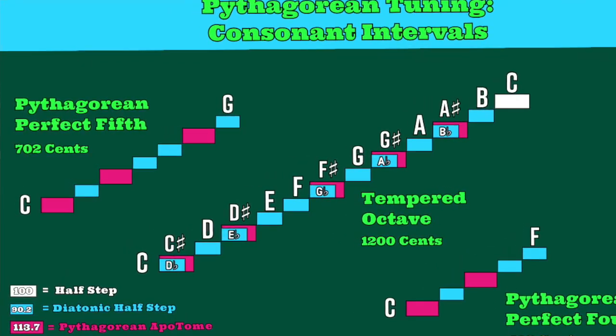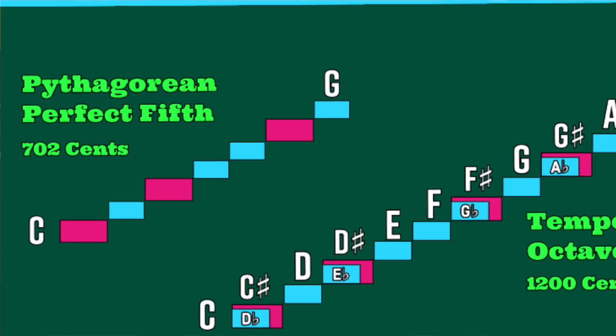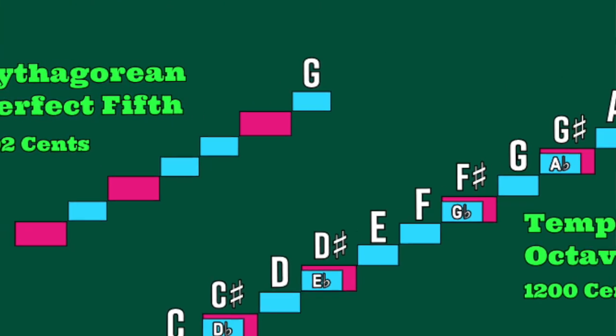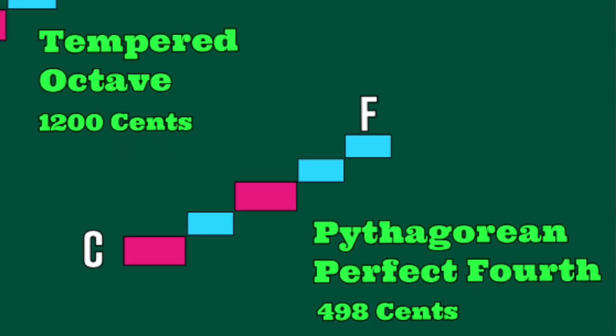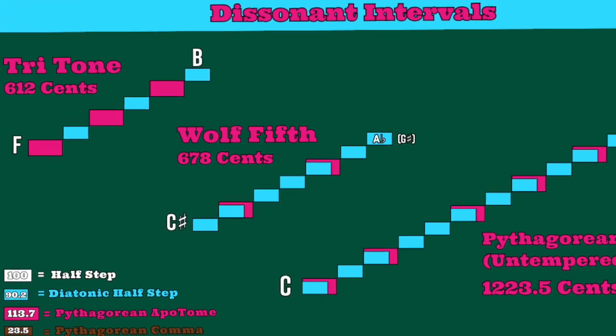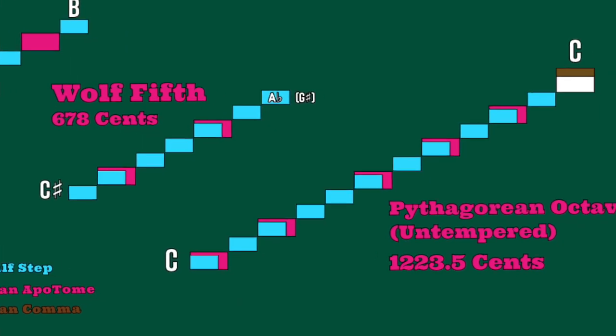An interval's measure of sense is directly related to its level of consonance. Intervals can sound consonant or produce a harmonious tone, such as in a Pythagorean perfect fifth interval, an equally tempered octave, or Pythagorean perfect fourth. They can also sound dissonant, producing a tense or uneasy tone, such as in a tritone interval, a wolf fifth, or Pythagorean octave with the comma included.